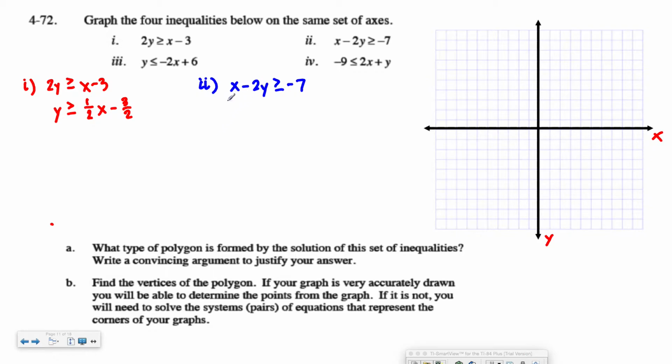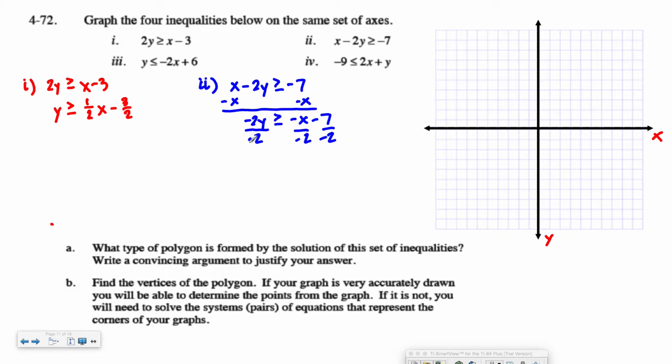I'm going to go ahead and just subtract my x's and then divide by the negative so that we remember the rule for flipping our inequality symbol. So we've got -2y is going to be greater than or equal to the opposite of x minus 7. To get y by itself, I'm going to have to divide by -2, in which case I'm going to have to divide everything on the other side by a -2.